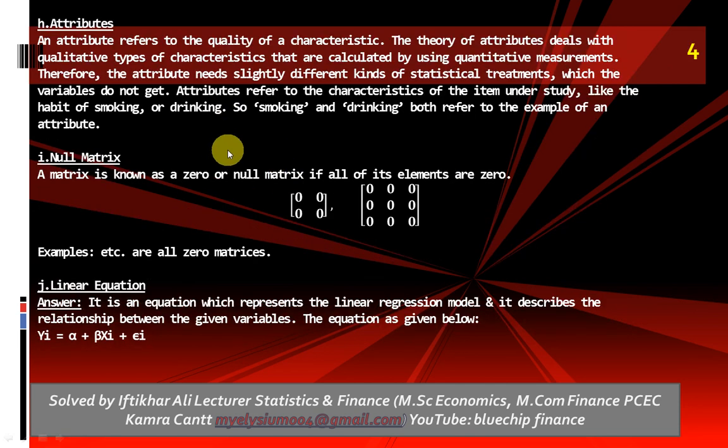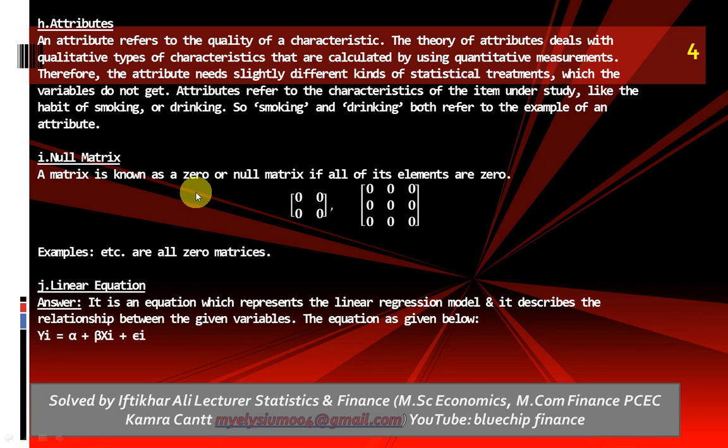The next one is attribute. Attribute refers to the quality of a characteristic. Qualitative variables are also considered as attributes. These are normally used in qualitative analysis, like chi-square. So the theory of attributes deals with the qualitative type of characteristics that are calculated by using quantitative measurements. The next one is null matrix. A null matrix is very simple to understand: if all elements of the matrix are 0, then the matrix is called a null matrix.